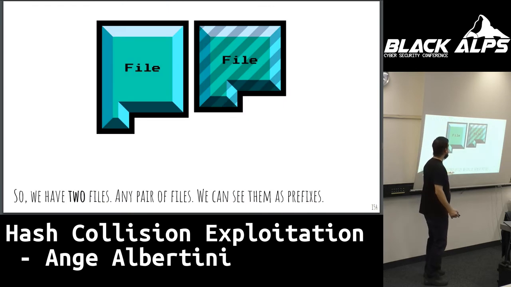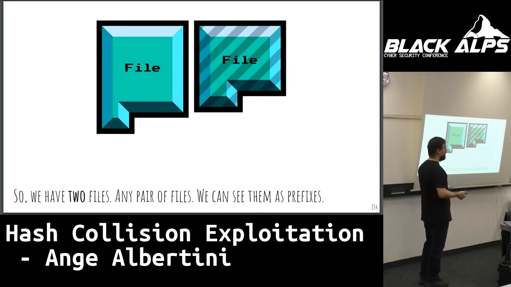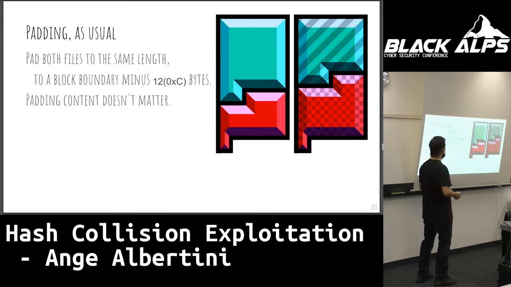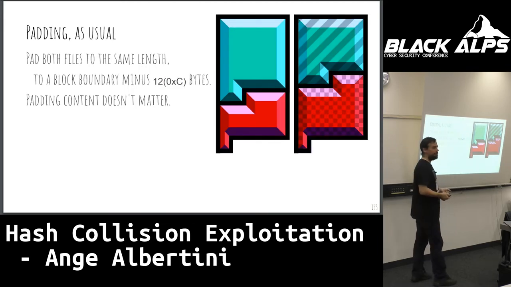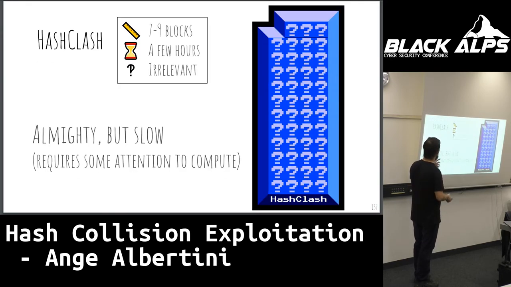So it's super powerful, which is why, at this stage, a hash is considered broken, because you can really collide an arbitrary amount of pairs of files. It's just that it takes a minimum amount of time each time. There's no shortcut to reuse a computation. So 7 to 9 blocks, a few hours, and the differences are irrelevant.